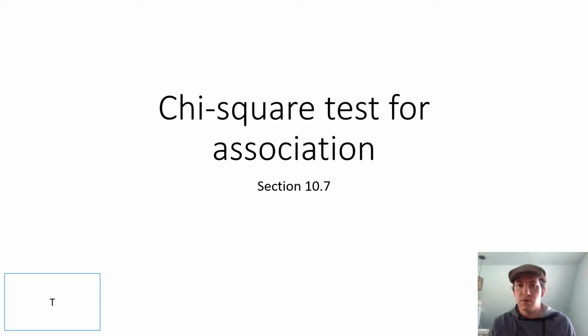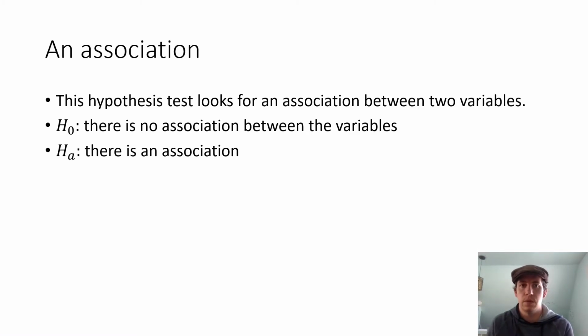So here we have another chi-squared test that we're going to talk about today, which is just another hypothesis test, which ends up using chi-square again. The whole idea here is that now we're going to be testing for an association between two variables. So this hypothesis test allows us to determine if two variables are connected.